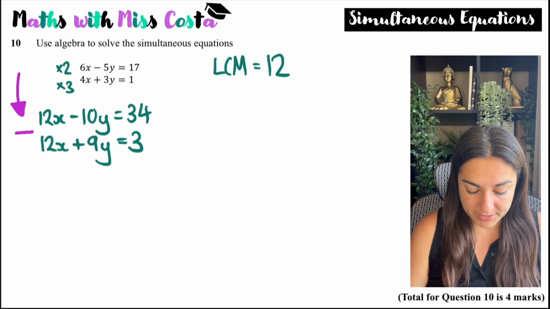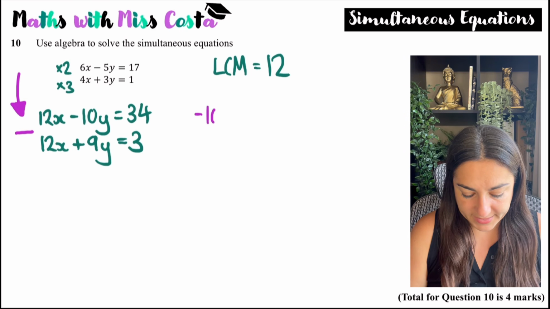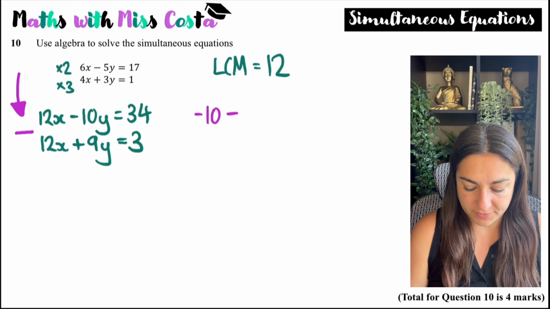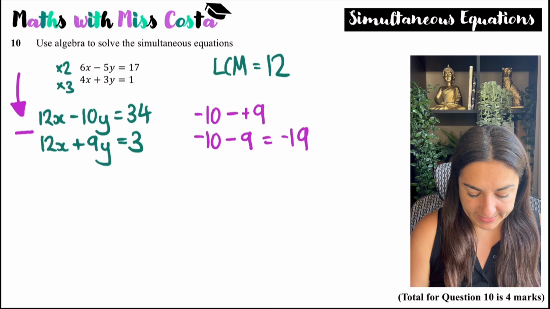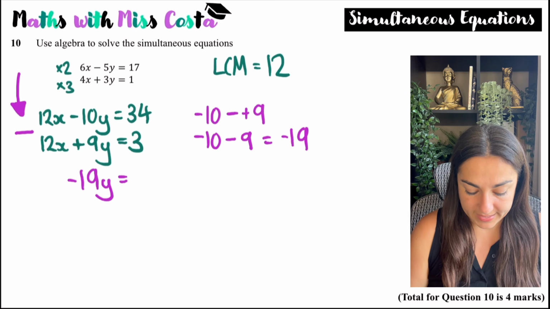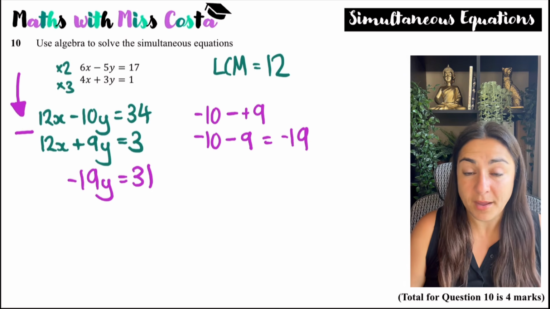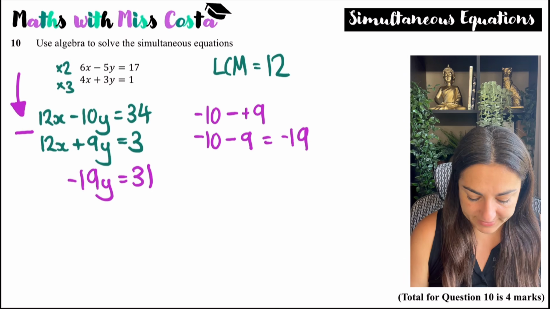So I do 12 take away 12, which is 0, so that cancels. Then I'm going to have to do minus 10 minus positive 9. So minus 10 minus positive 9 would be minus 10 minus 9, which is minus 19. So that would be minus 19y. And 34 take away 3 is 31. So this does not look like it's going to be a nice number. So I'm going to leave it as a fraction.